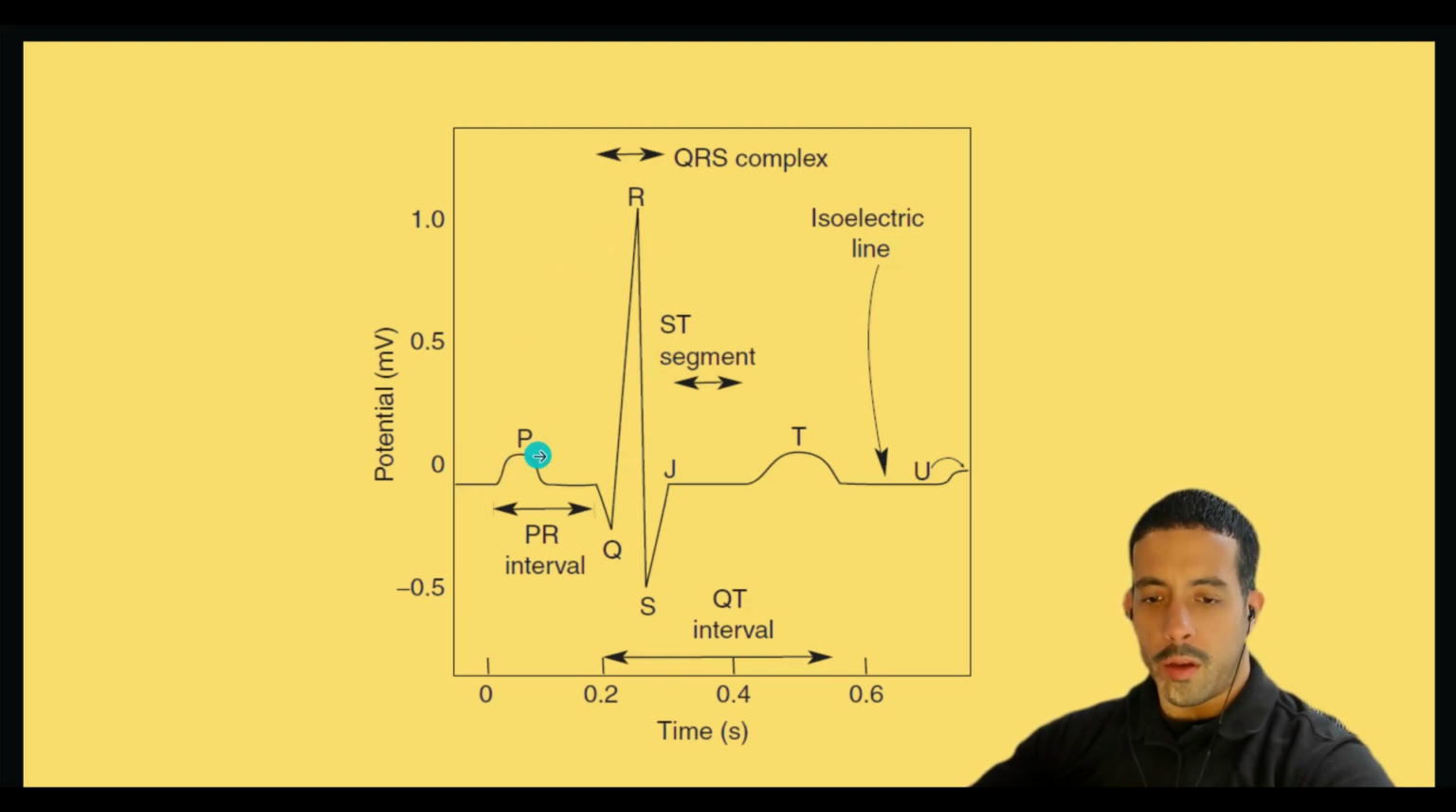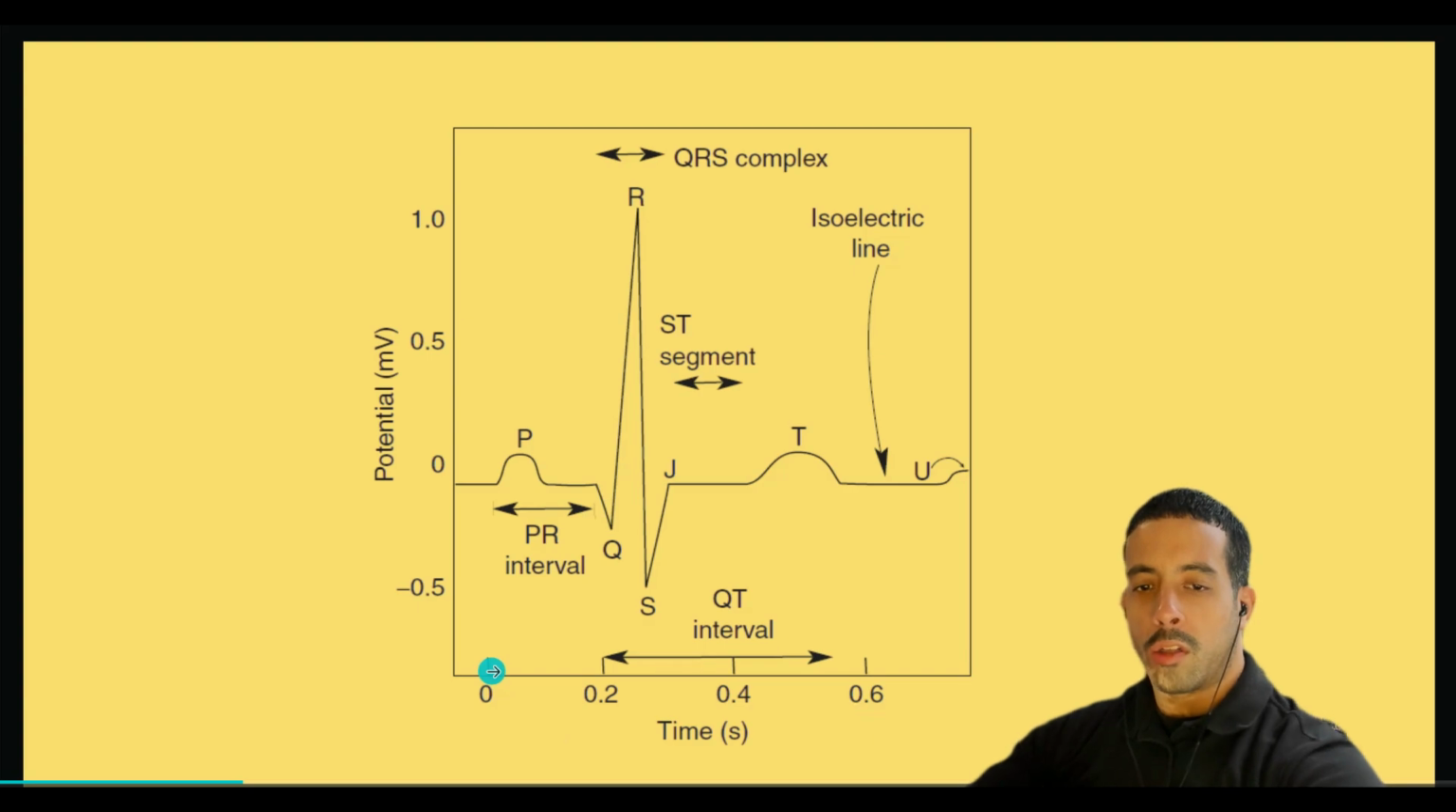You have your P wave, then you have your PRI, which is your P to R interval. You have your Q wave here, your R wave there, your S wave here, your J point, and then your T wave here, the isoelectric line, and the U wave there. And notice the times. So let's go on to the next.